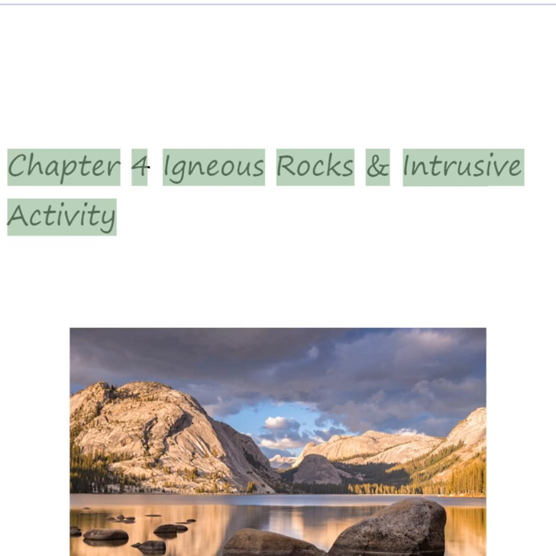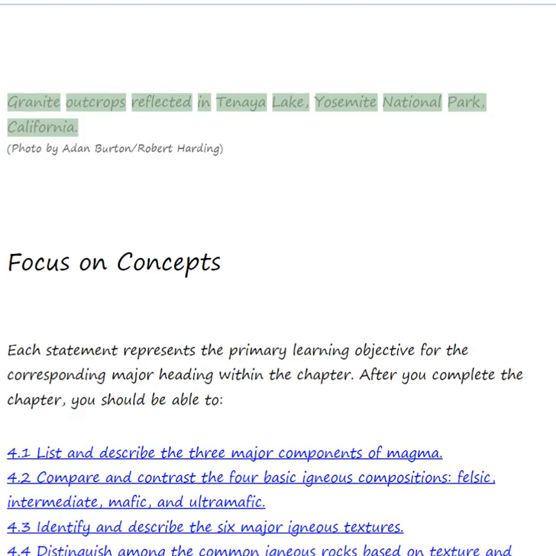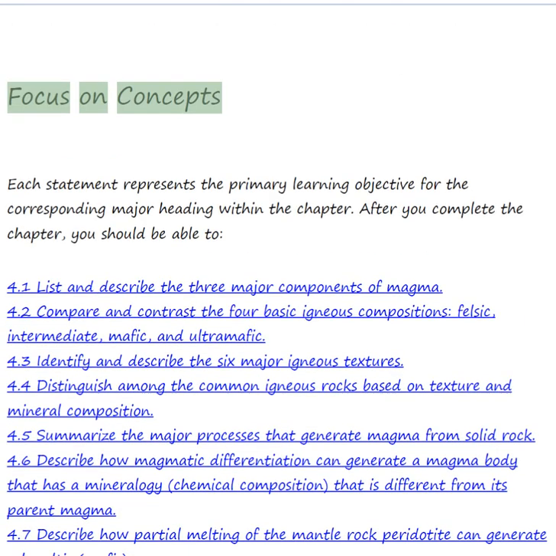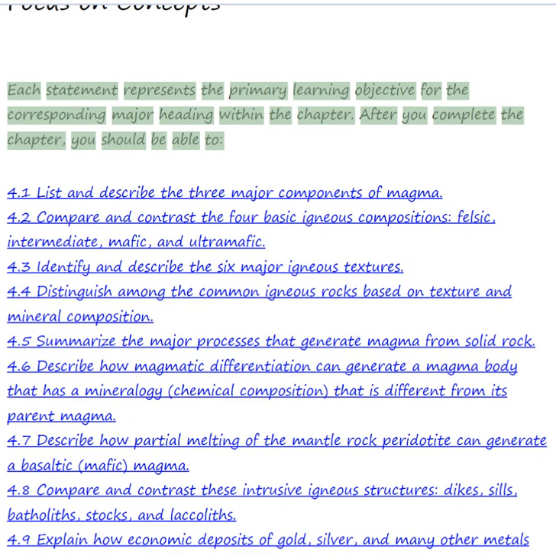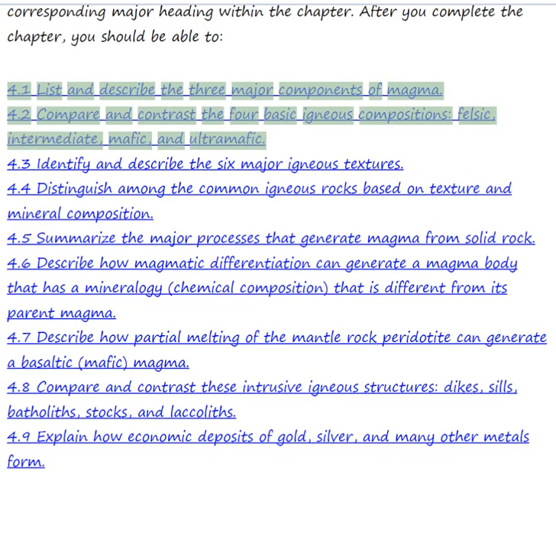Chapter 4: Igneous Rocks and Intrusive Activity. Granite outcrops reflected in Tenaya Lake, Yosemite National Park, California. Focus on concepts. Each statement represents the primary learning objective for the corresponding major heading within the chapter. After you complete the chapter, you should be able to: 4.1 List and describe the three major components of magma.